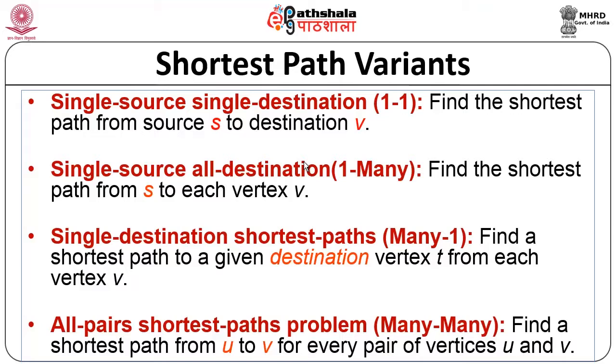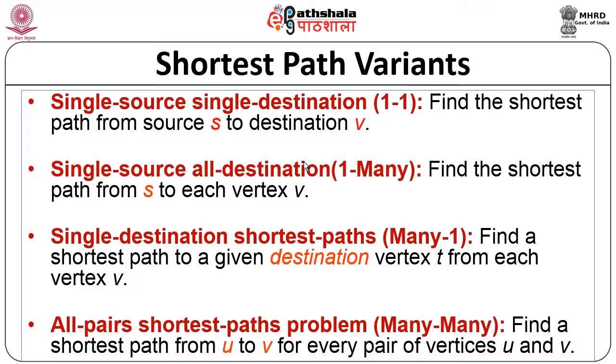Then you have single source, all destination. It is a one to many type of algorithm, where you find the shortest path from the source node S to each and every vertex in the set V, okay, small v. Then you have single destination shortest path, that is many to one, where you find the shortest path to a given destination vertex T from each of the other vertices in the graph.